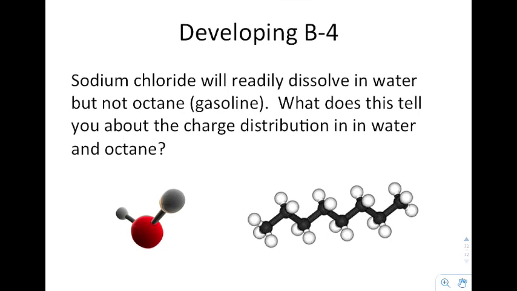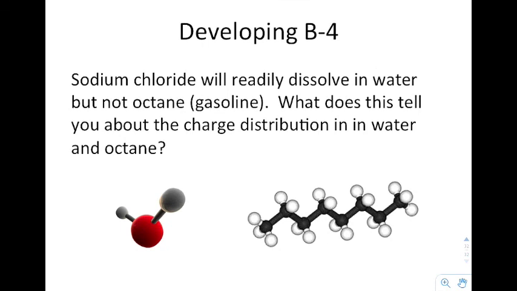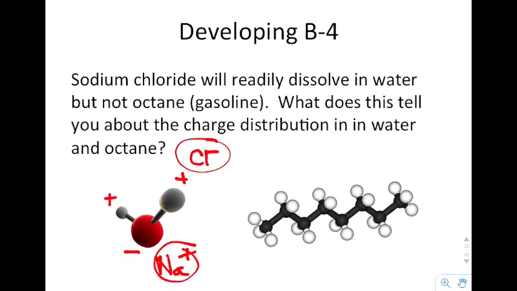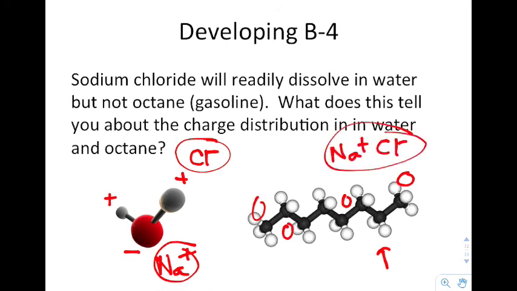It says sodium chloride will readily dissolve in water, but not octane. What does this tell you about the charge distribution in water and octane? We already talked about this briefly. There's a negative charge by the oxygen, and there's a positive charge by the hydrogens. That allows the sodium chloride to separate, where you can have a sodium by the negative and a chlorine by the positive, because opposites attract. What that tells me about gasoline, the fact that sodium chloride will not dissolve in it, is that there are no positive and negative charges. Instead, everything is neutral. Since everything is neutral, it makes more sense for the sodium and chloride to stick together than to separate.